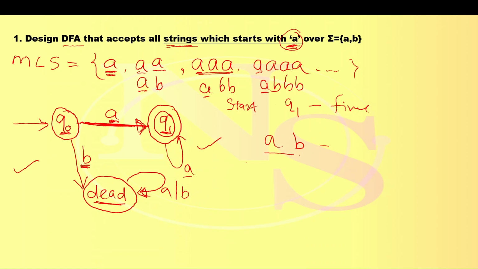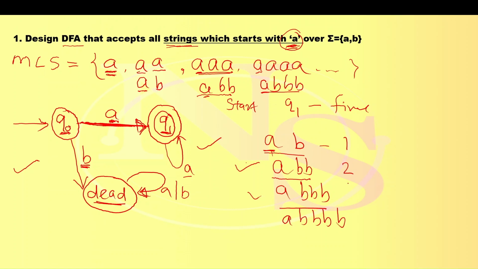Then check, is this a valid string? Yes, starting with A. Q1 is looking for single B or double B is also possible. Check, yes, this single A is as it is. The string is starting with A. This is also valid. If triple B is coming after the A, that is also valid. All these strings are part of the minimum length string set. So all are valid strings. It means Q1 is looking for 1 B, 2 B's, 3 B's or multiple number of B's.